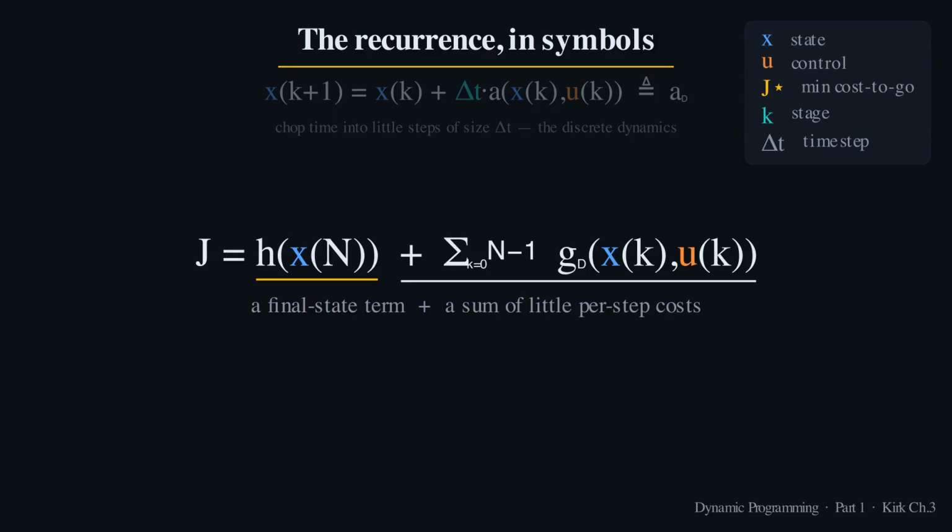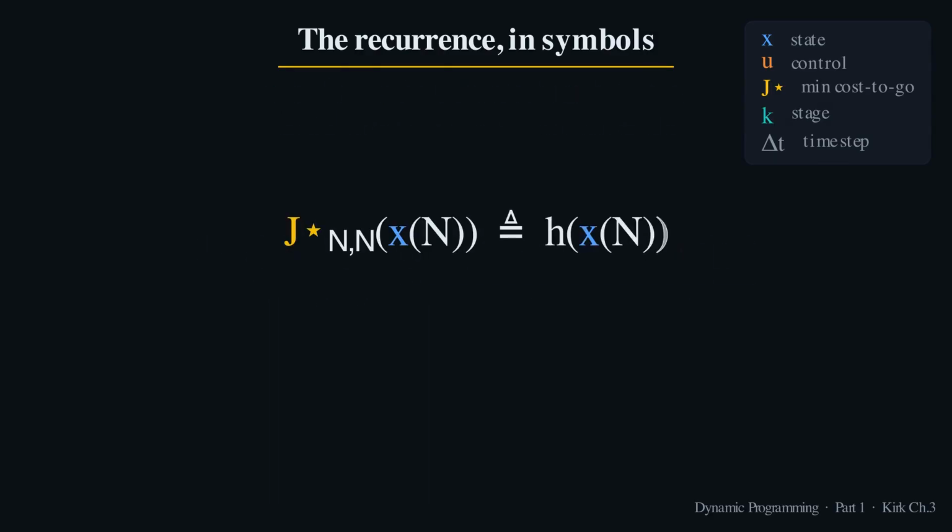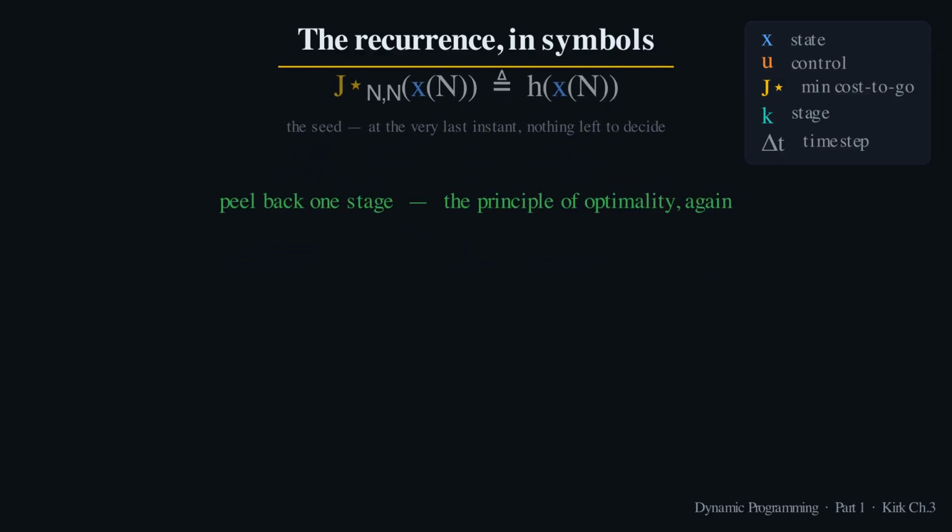Now define the seed. The cost to go at the very last instant is just the final cost. There's nothing left to decide. Then peel back one stage.